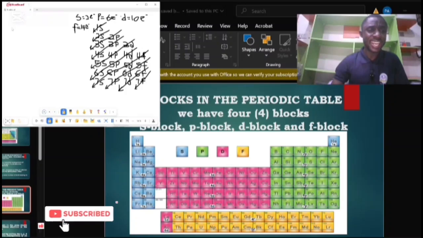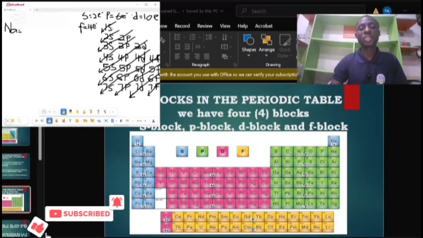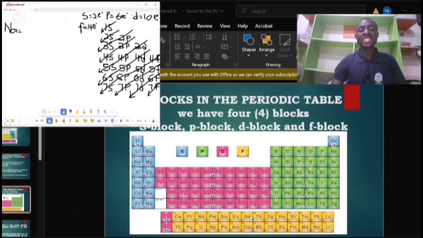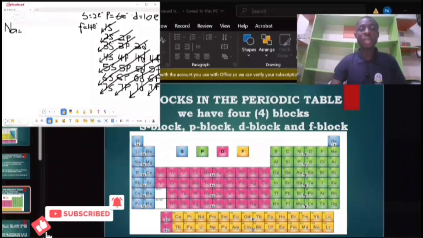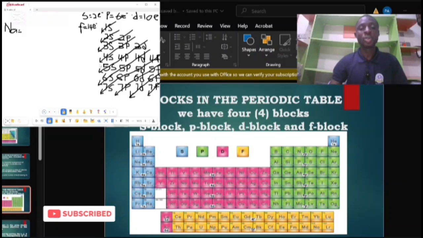For instance, let's write the electronic configuration of sodium. Knowing that sodium is number 11 in the periodic table, the atomic number is 11. This is how it follows. You see the arrow coming down, you'll be picking the orbitals as the arrow is going down. You'll be following how the arrow is going down, and you'll be assigning the number of electrons that are available to them based on the element that you want to write.